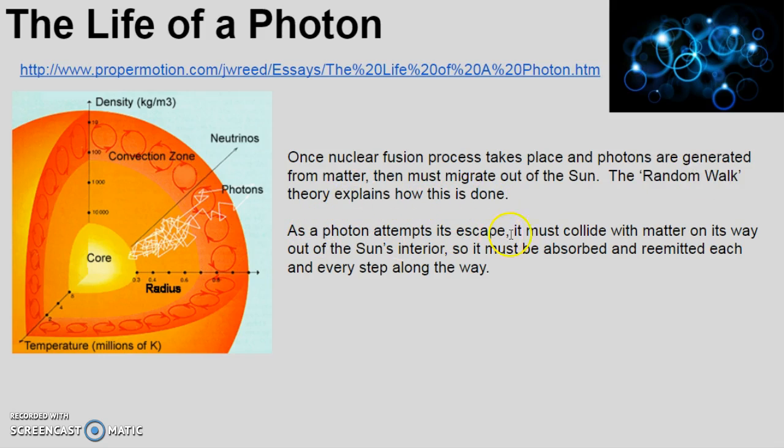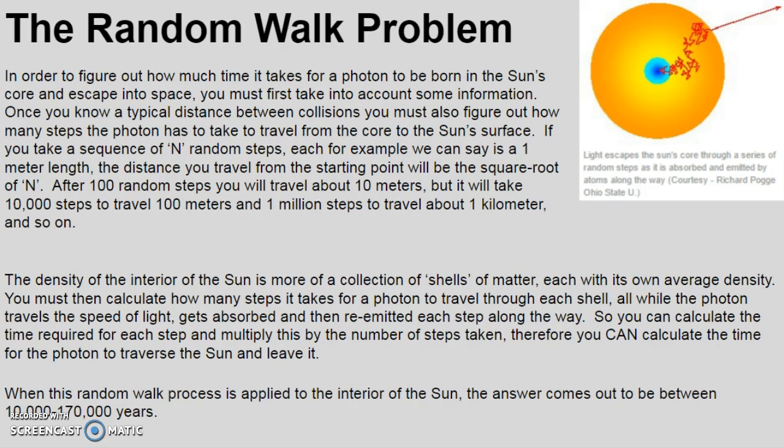As a photon attempts its escape, it must collide with matter on its way out of the sun's interior. So it must be absorbed and re-emitted each and every step along the way. It's going to be absorbed and re-emitted every time it comes into contact with a very, very dense material. So it's going to take a little while. So here it says the random walk.